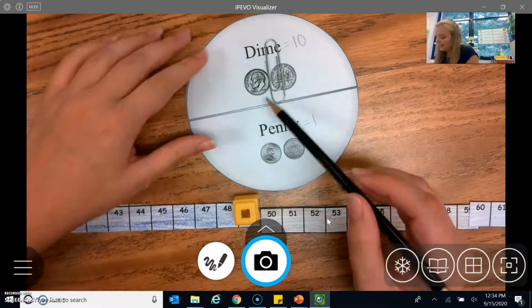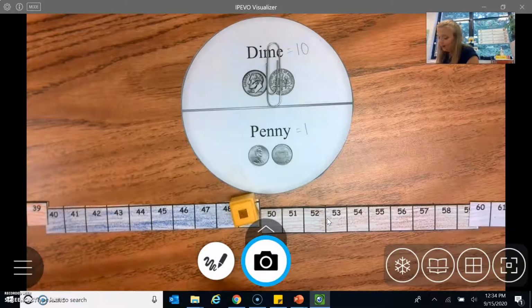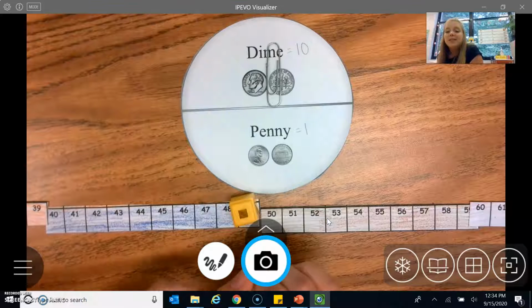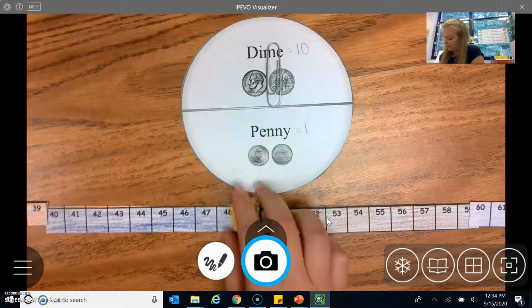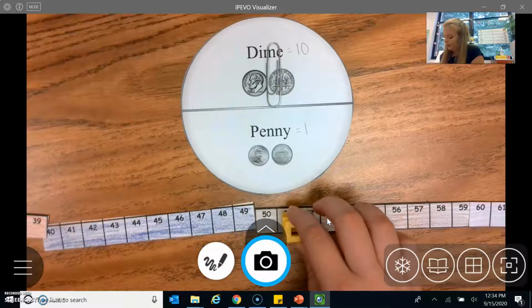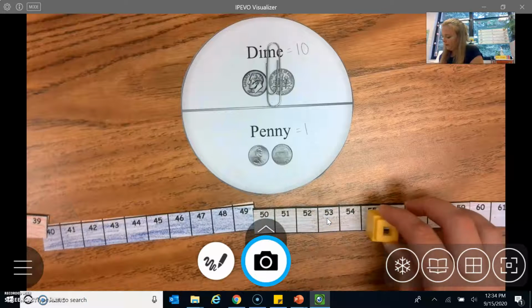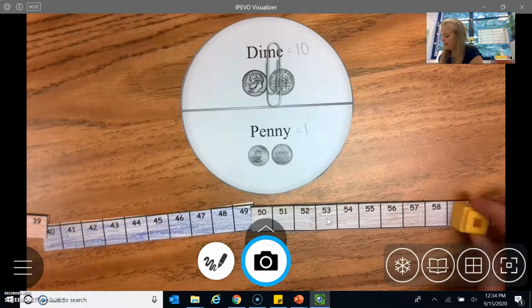Okay, Rashid got a dime. A dime is worth 10. So he gets to move the mover 10 spots towards his direction. Remember, his direction is towards 99, so he's going to count up 10. 1, 2, 3, 4, 5, 6, 7, 8, 9, 10.